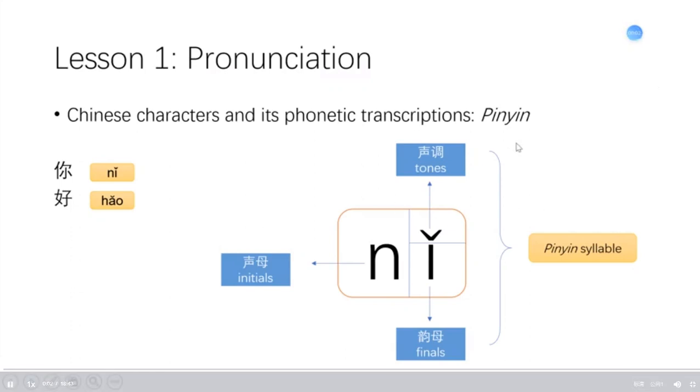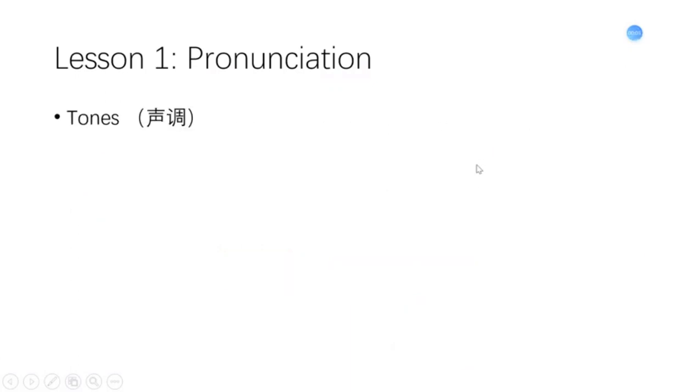Okay, so now we want to focus on this part, 声调. Let's see a little bit about 声调. 声调 actually is a feature of the Chinese language. Maybe some of you already know this. Chinese is a tone language. Maybe this is very different from your mother language, right?